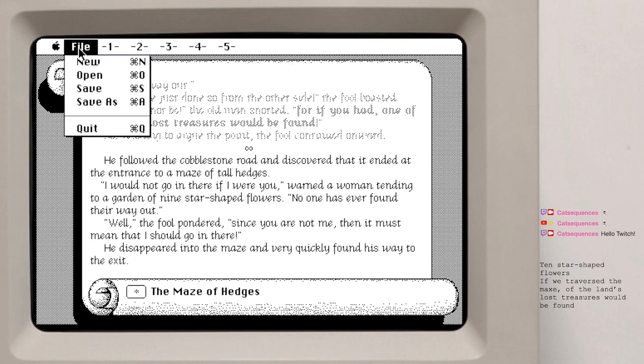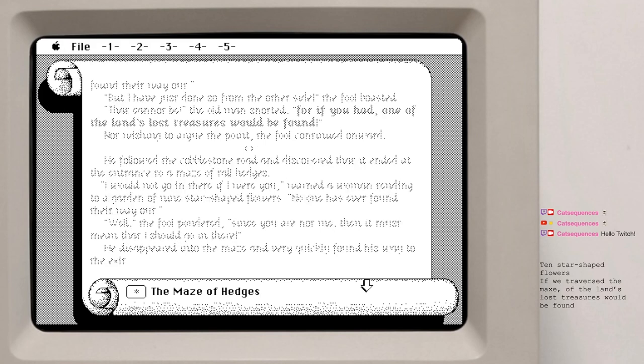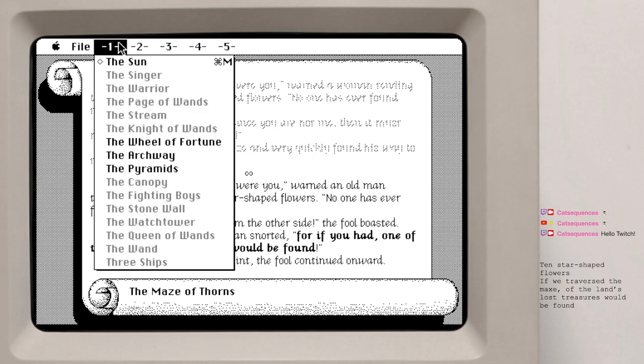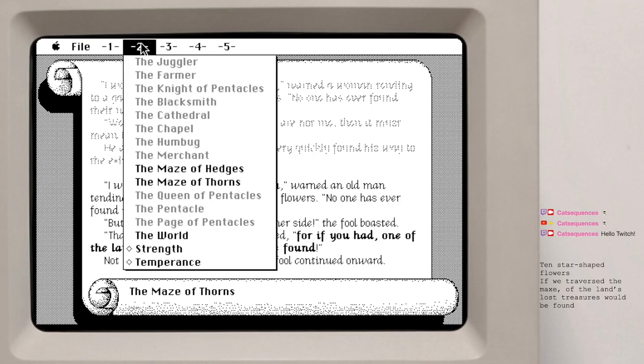Before. Oh, you know what? We should probably save, shouldn't we, in case anything goes awry. Let's save. Okay. So that's the Maze of Thorns. So what's our next? We haven't filled anything back in there. We've done the world.